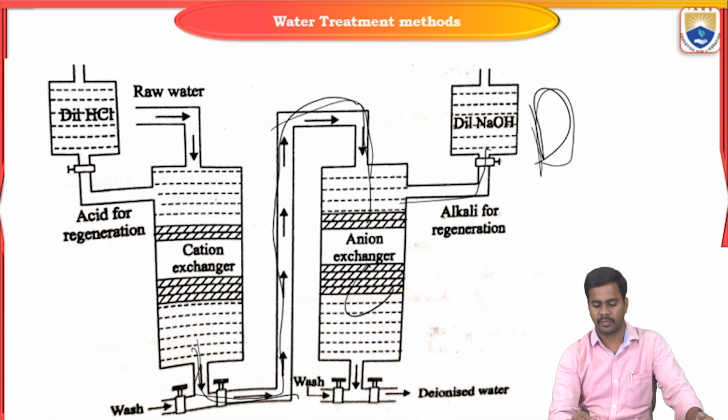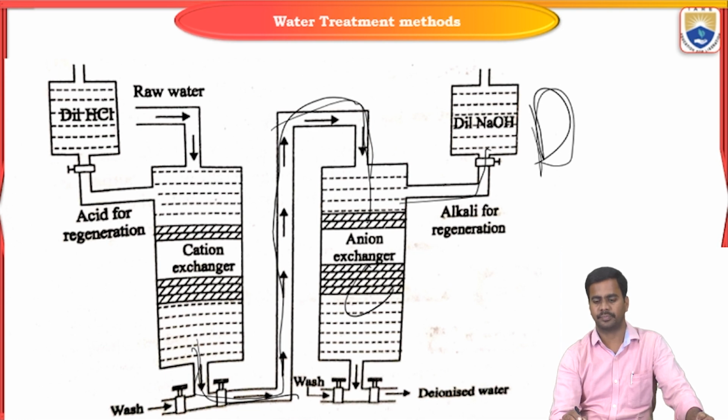So here, which type of water are we going to pass through the anionic exchange reagents? Water that contains only anions. Why? Because we already removed the cations by passing the water through the cationic exchange reagents. So now the water contains only anions.